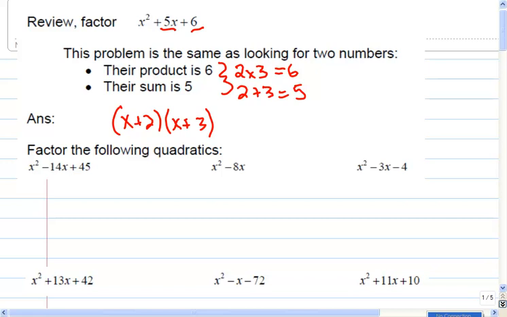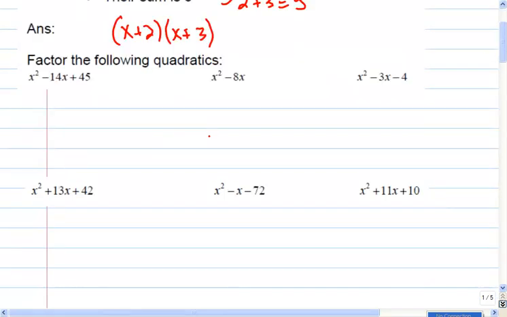So I'd like you to try these ones out and see how you do with factoring the examples up on the board. Okay, so again, the pattern is it's going to be two numbers that add up to 14 and multiply to 45. So what do you think? 5 and 9. Yeah, 5 and 9 will work. So that'll be x minus 5 and x minus 9, because negative 5 times negative 9 will be positive 45, and if I take negative 5 plus negative 9, I'll get negative 14.